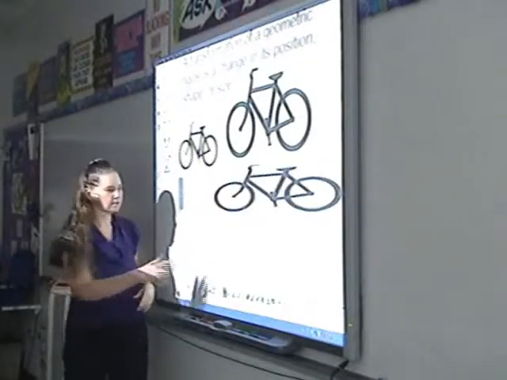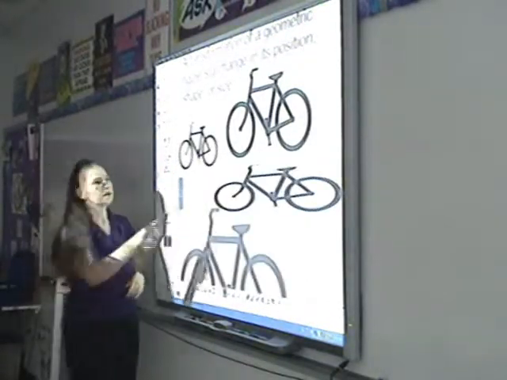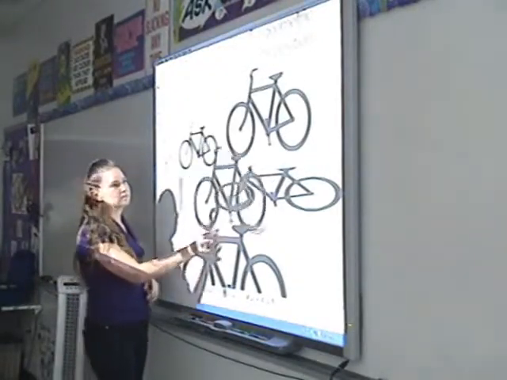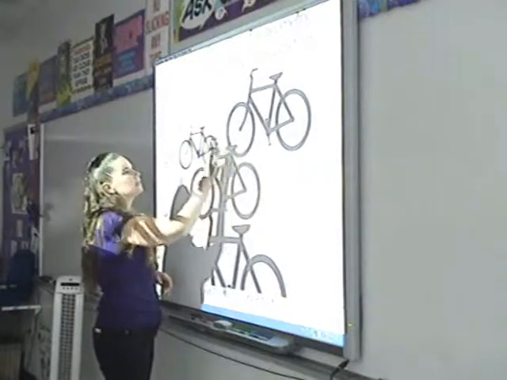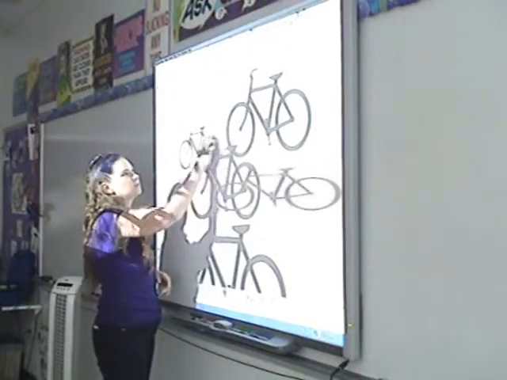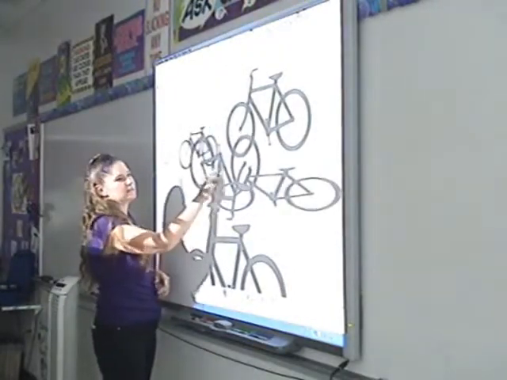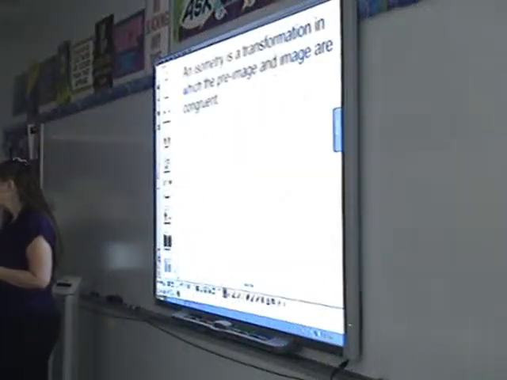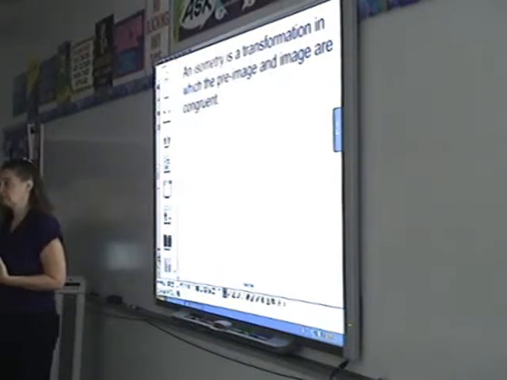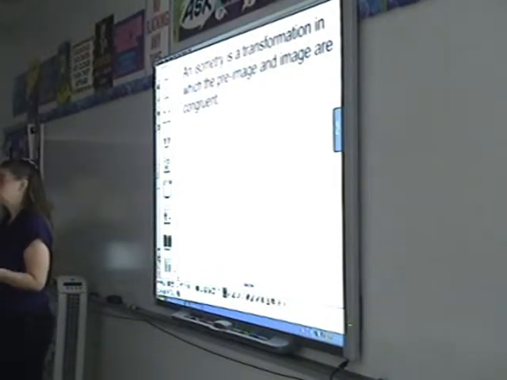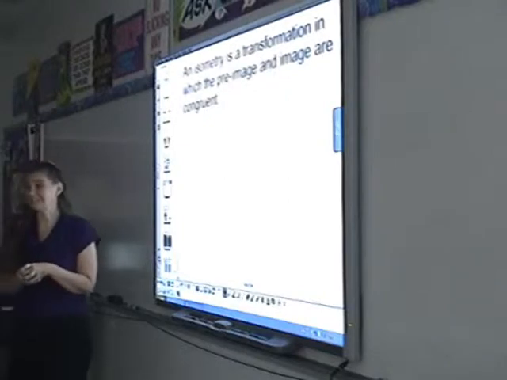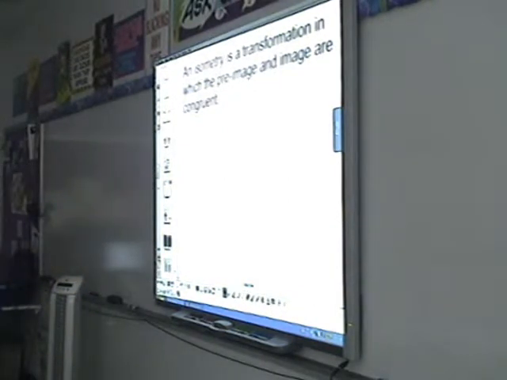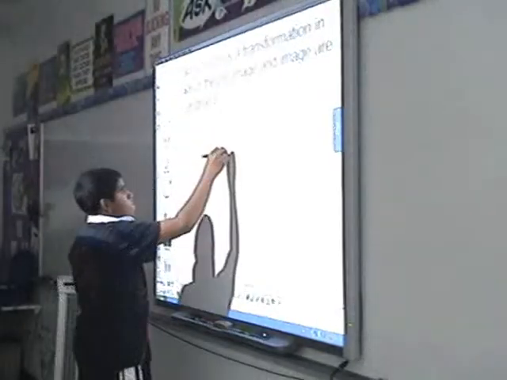Distorted, but it still looks like a bike. This one got bigger. I can just drag it and slide it over. I can rotate it, turn it upside down. And the image are congruent. So what does it mean to be congruent? Same size, same shape. Okay, so I'm not going to be able to shrink it down. I'm not going to be able to distort it. If that's the case, then I'm going to have what's called an isometry.